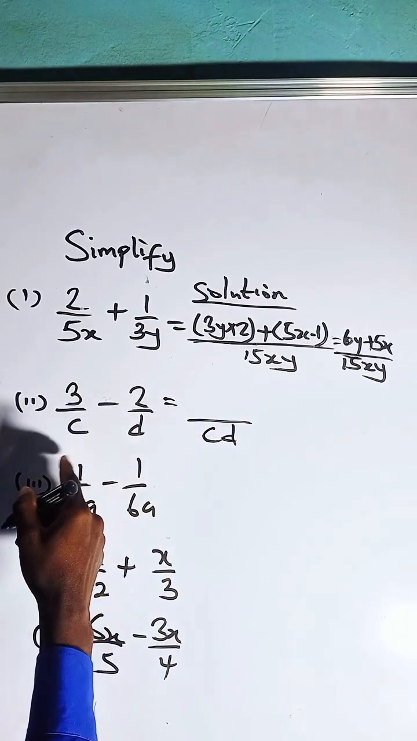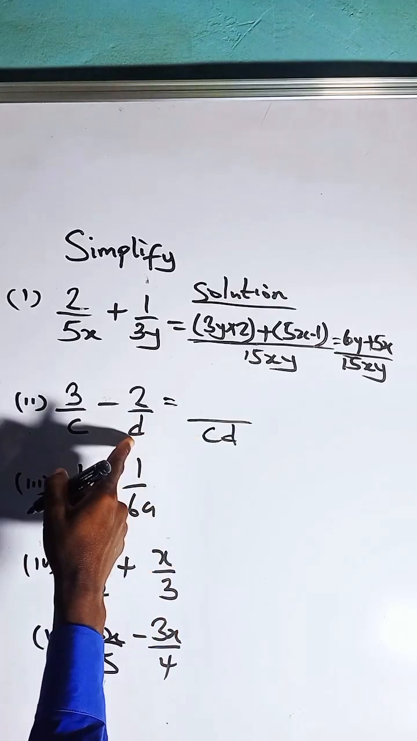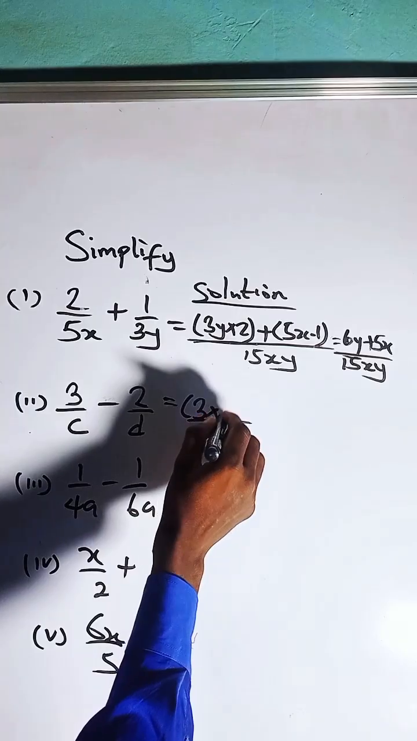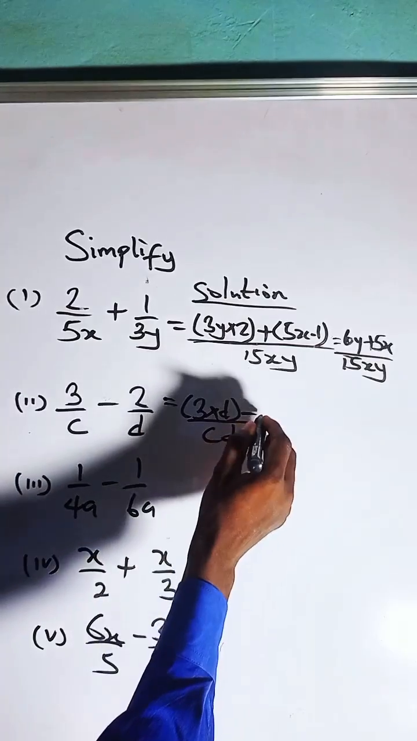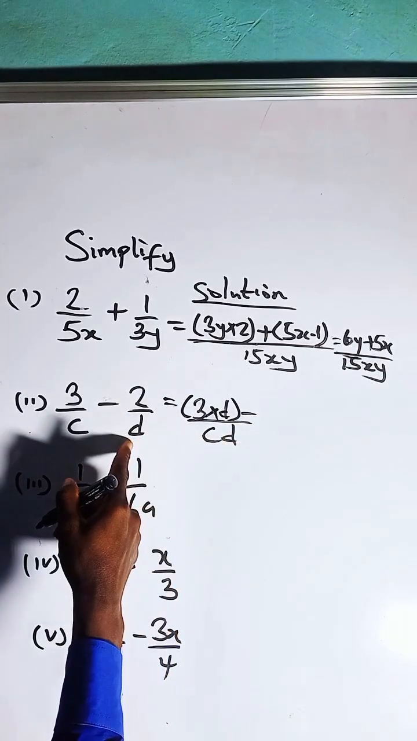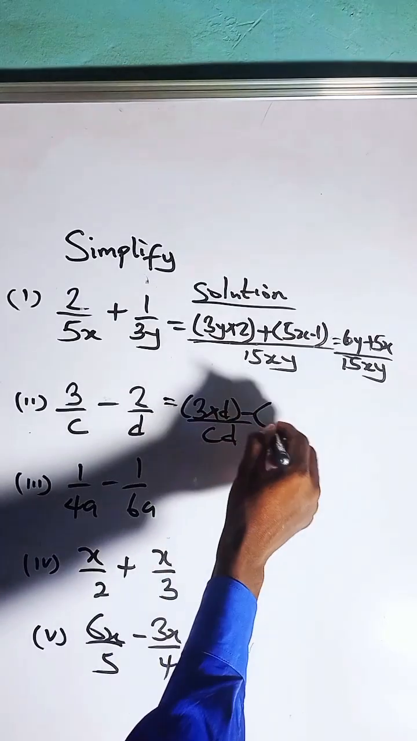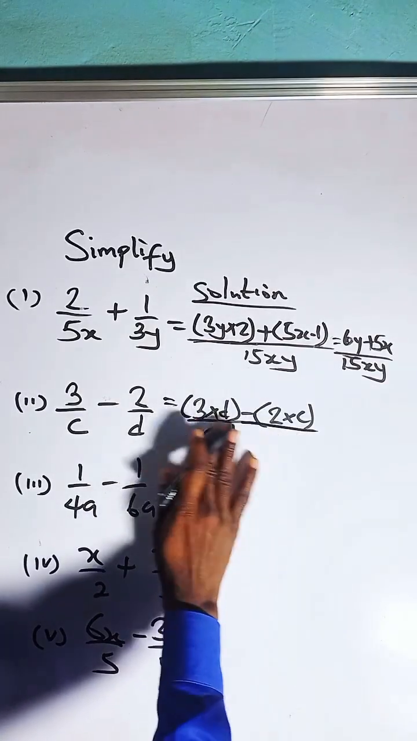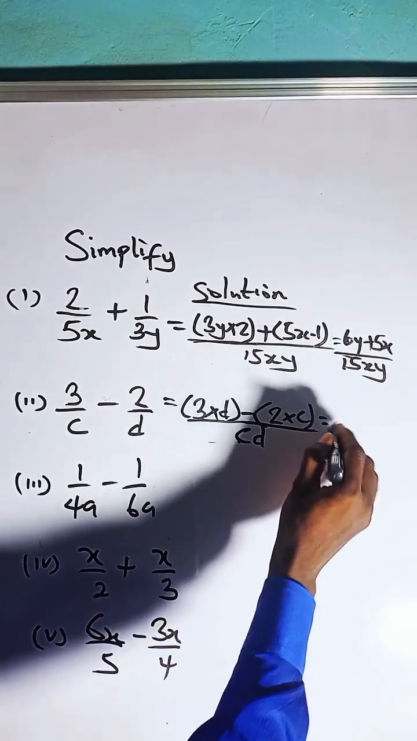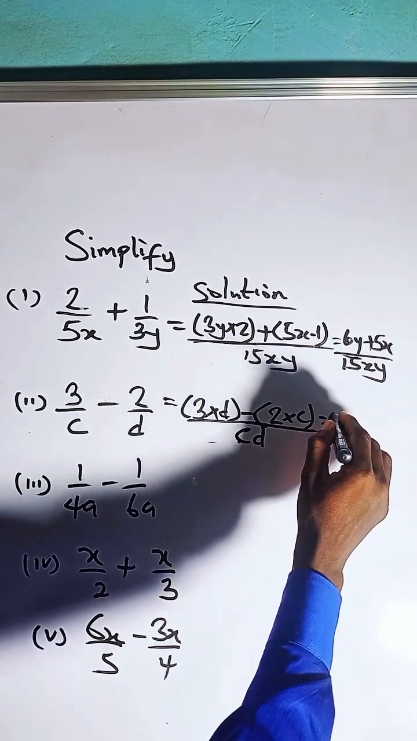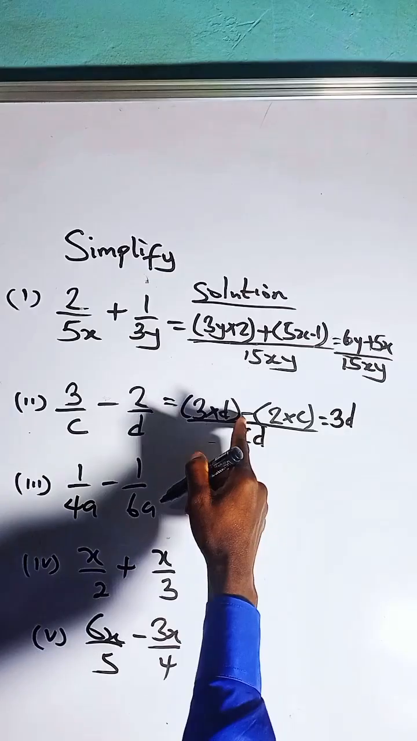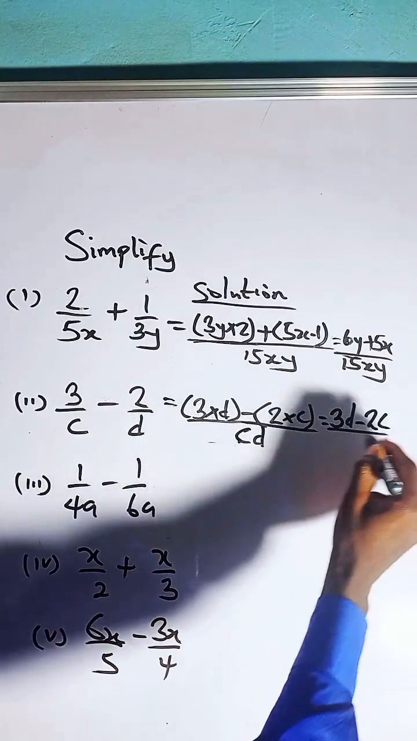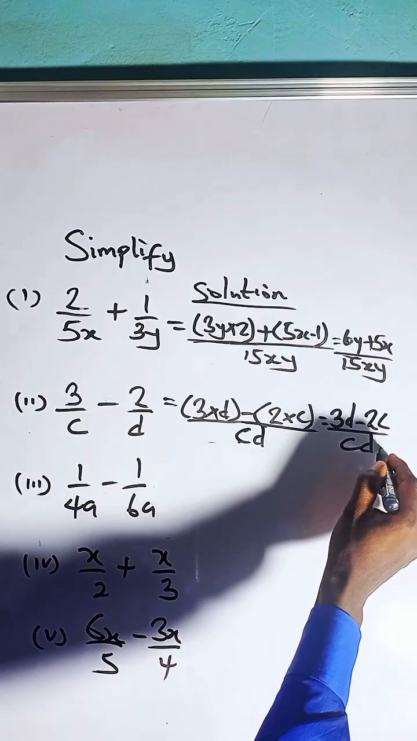So when we divide this by this, we have d, so we multiply it like this, so we have 3 times d, minus, so when we divide this with this, we have this, multiply it, so we have 2 times c. So for 3 times d, we have it to be 3d, minus 2 times c is 2c, over cd.